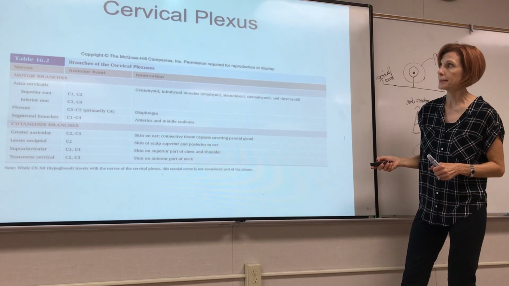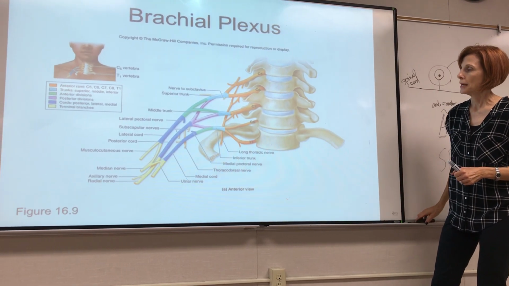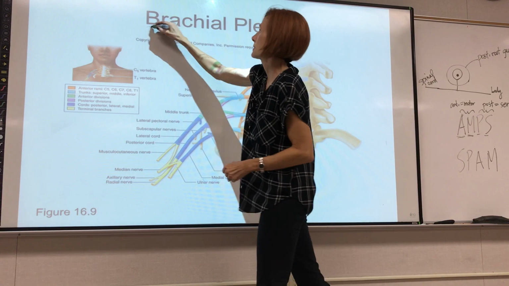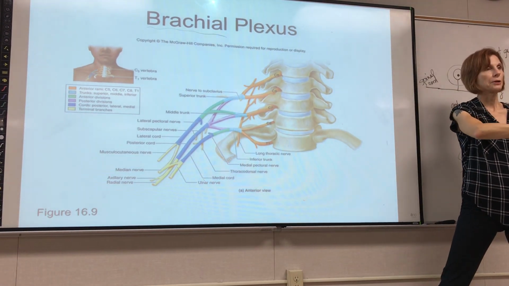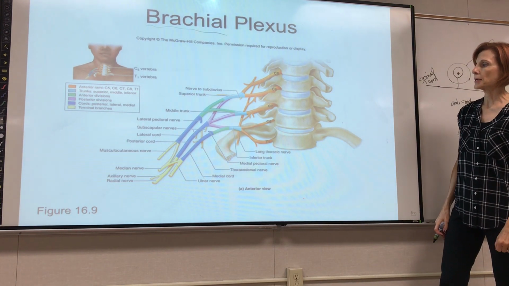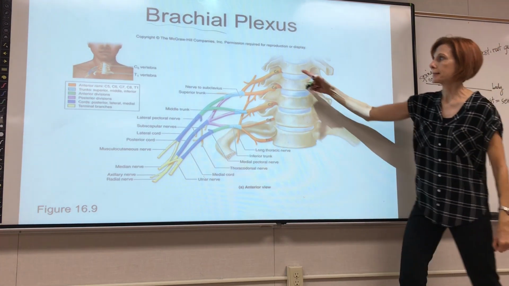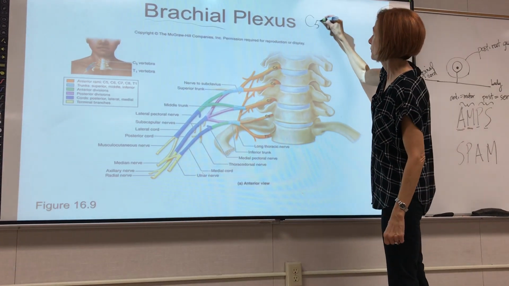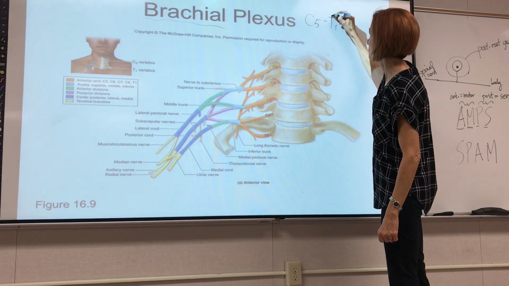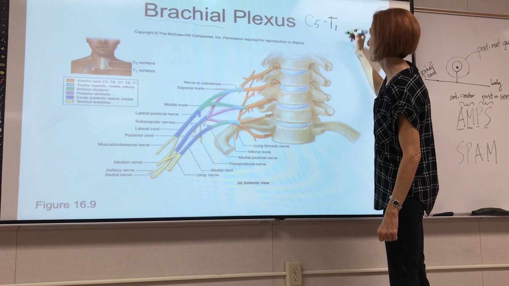This one is the brachial plexus, and it will have nerves that go out to the upper extremity. Yes, that is why it's called brachial. So notice that it is formed from these five spinal nerves, C5 through T1. Okay, C5 through T1.